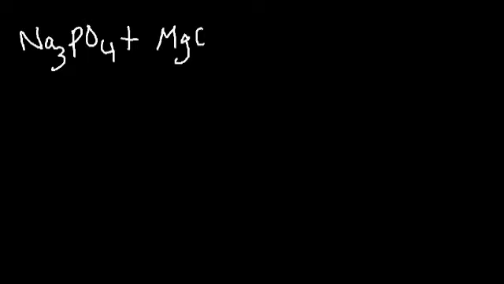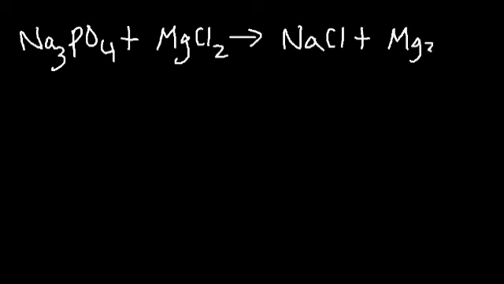Try this one. Sodium phosphate, Na3PO4, plus magnesium chloride produces sodium chloride and magnesium phosphate. Go ahead and balance this reaction. This is called a double replacement reaction.